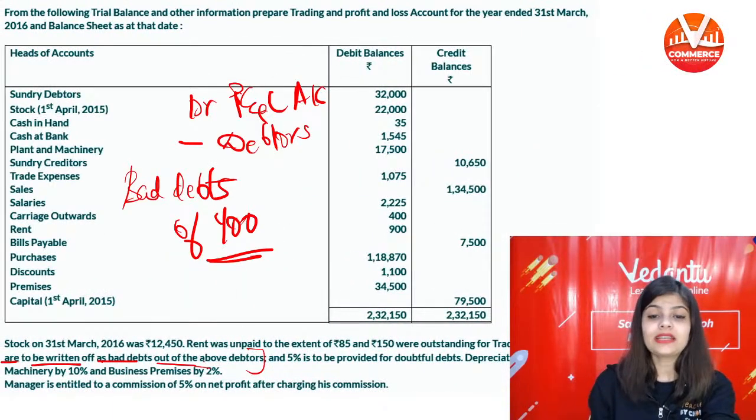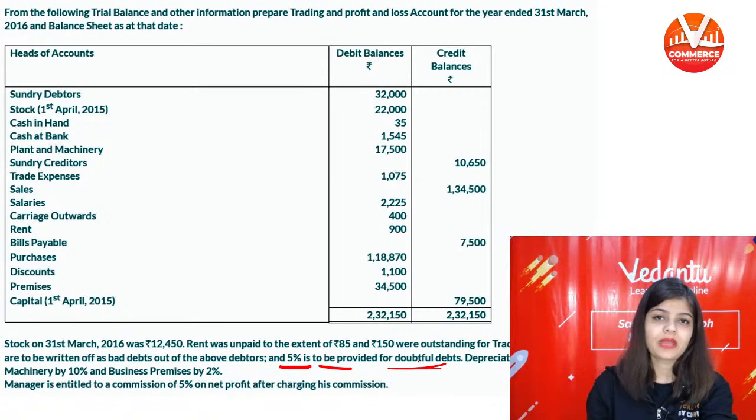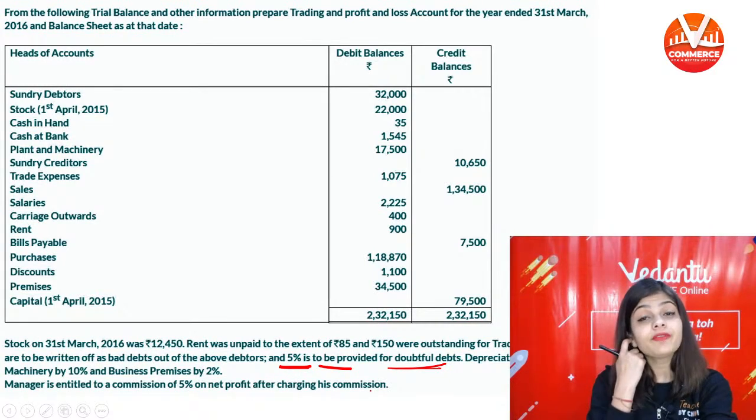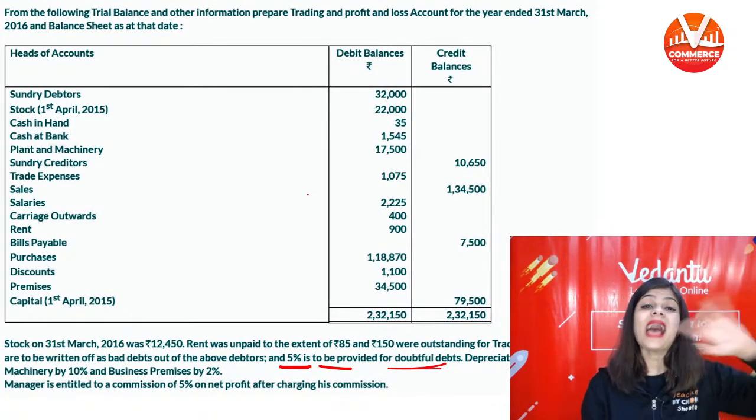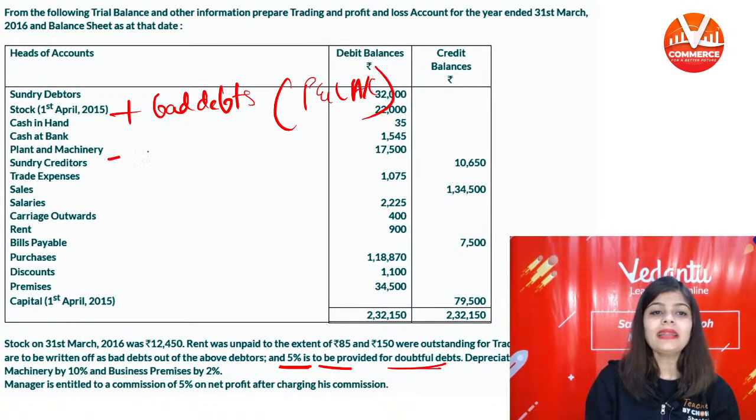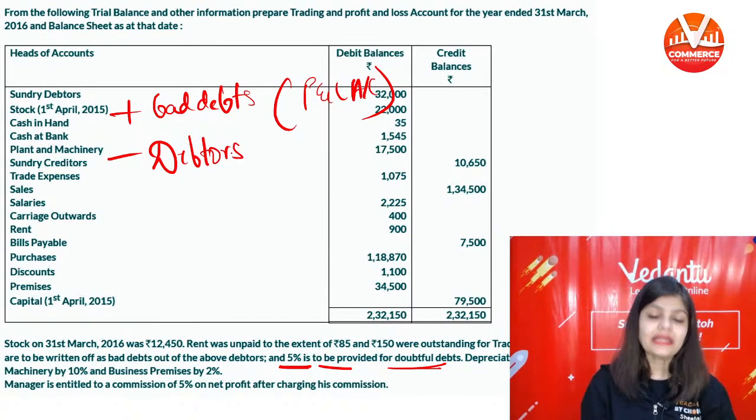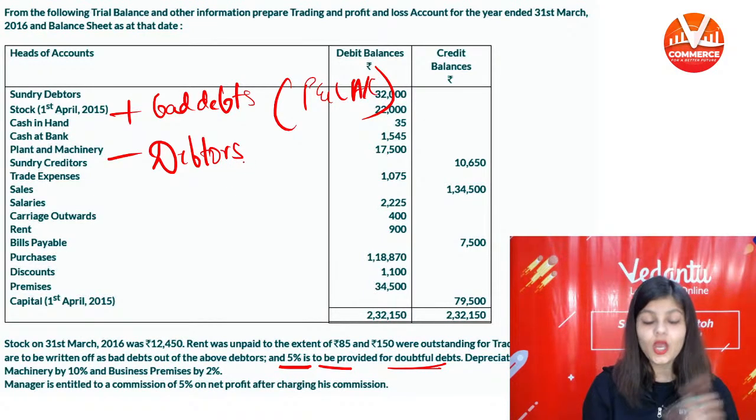Then the next adjustment is 5% is to be provided for doubtful debt. So you will create a provision for doubtful debt and provision will be added to bad debt in the P&L account, and it will be subtracted from debtors in the balance sheet. Bad debts में add कर देंगे P&L account में और debtors में से minus कर देंगे balance sheet में.